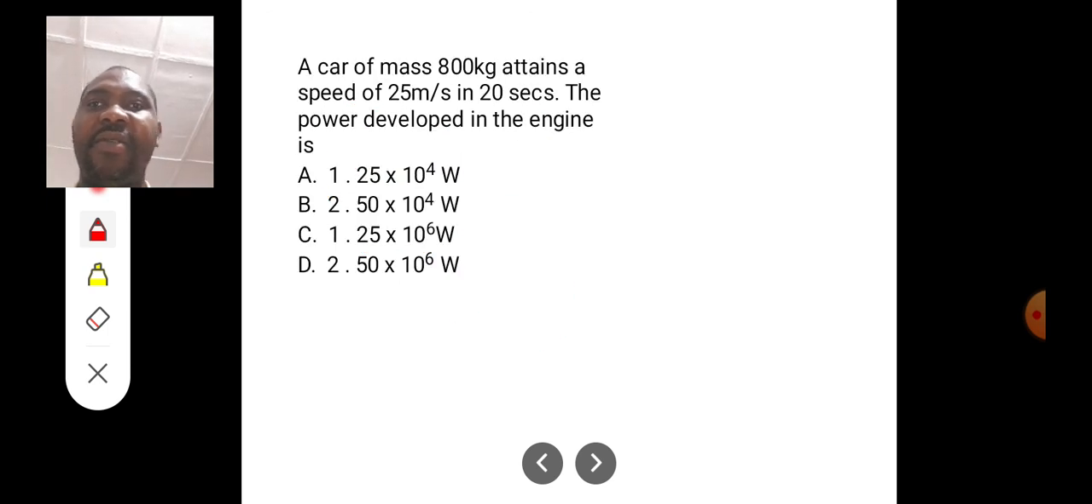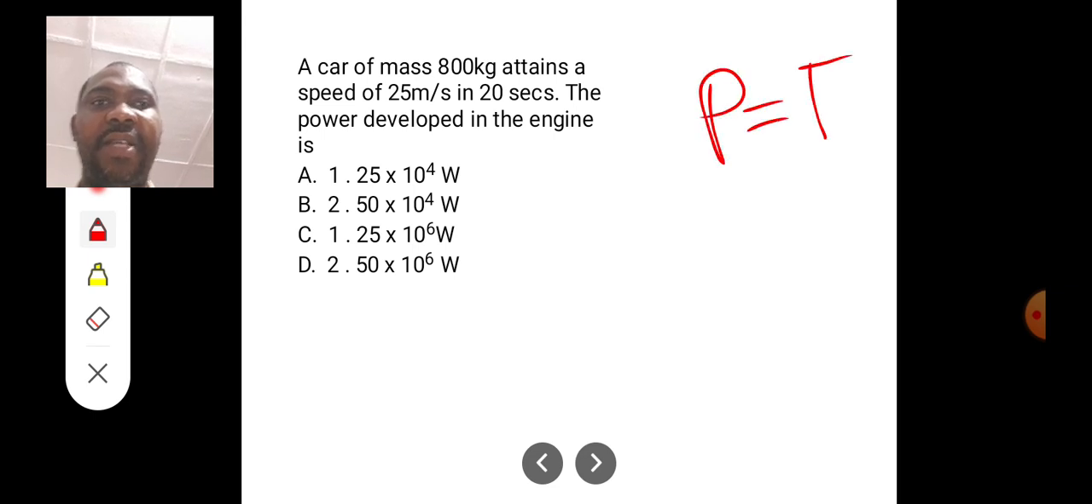Don't forget that. So we'll go into a question straight. It says a car of mass 800 kilogram attains a speed of 25 meters per second in 20 seconds. Find the power developed in the engine. Here, the best formula to use would be power is equal to force times velocity. That will be the best formula to use here.